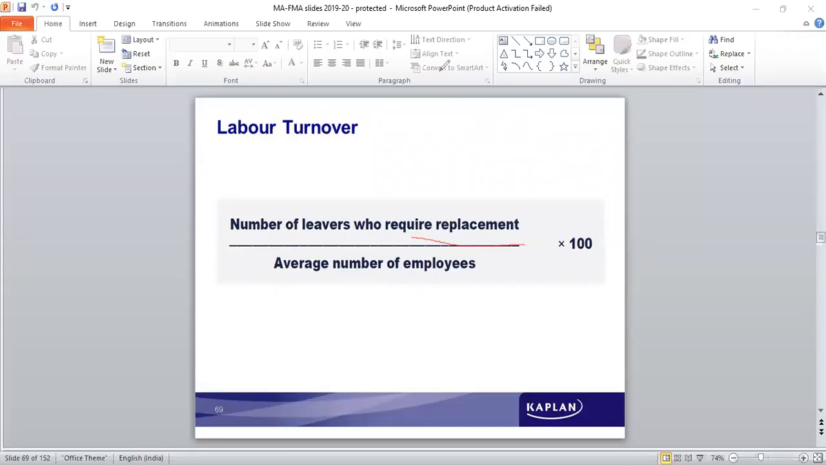That will increase the cost. So the number of leavers who require replacement divided by the average number of employees into 100. If the average number of employees is 100%, the ones who leave the job, what is that percentage? So in general, you should remember one point. What is the percentage of labor turnover? Remember that. If the ratio is high, it is not advisable.